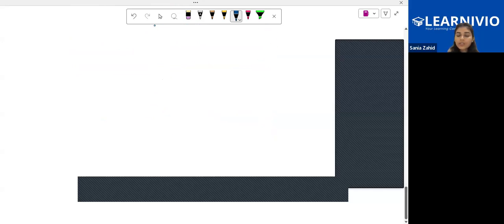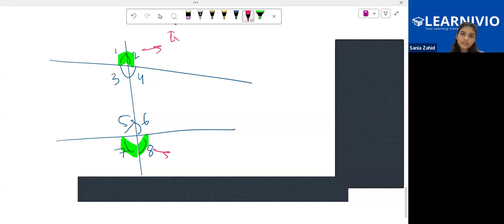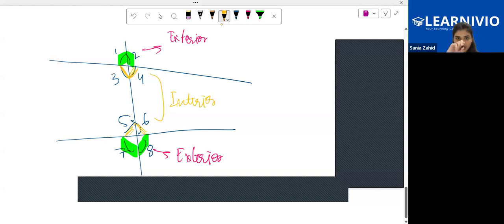Now we'll talk about all the angles. These are two lines, and you have a transverse. I'll draw various angles: 1, 2, 3, 4, 5, 6, 7, 8. All the angles that lie outside of these two lines are angle 1, angle 2, angle 7, and angle 8. These are exterior angles. The other angles, angle 3, angle 4, angle 5, and angle 6, are interior angles. Do you all know the difference between interior and exterior now?